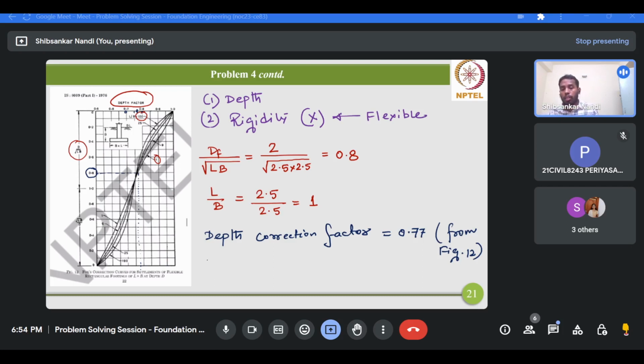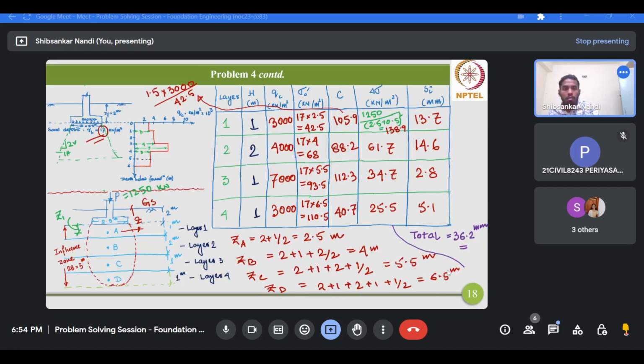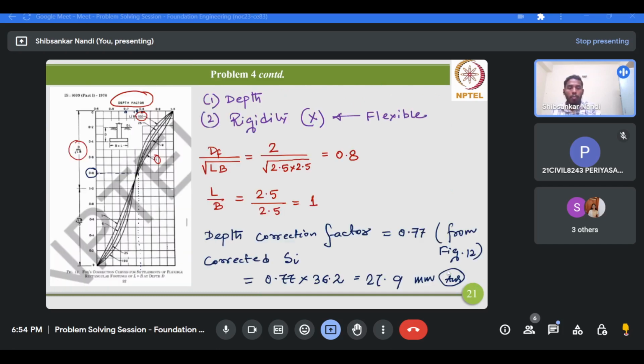Therefore, the corrected immediate settlement would be 0.77 times 36.2. Yeah, 36.2 multiplied by 0.77, that means 27.9, so almost 28 mm.